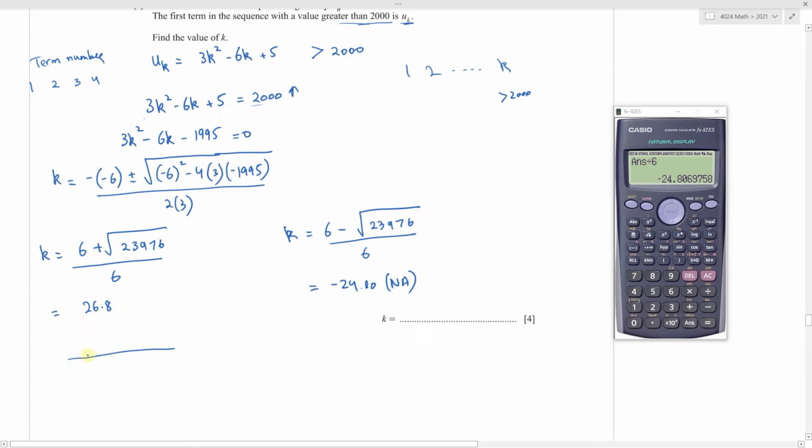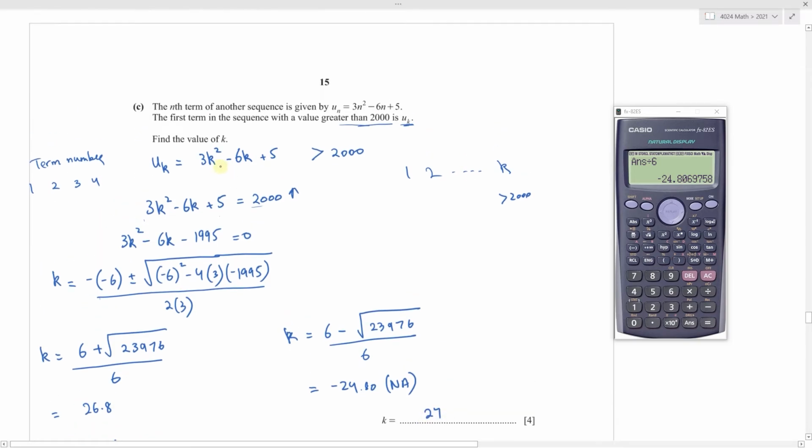So I will take the next largest integer. If you look at 26, and then you have 26.8, and then you have 27, on the number line. So 27 is the next largest integer after 26.8. So k will be 27. And to double check, you can also substitute the value here. So let's do that. 27 square into 3 plus minus 6 into 27 plus 5. So the 27th value in the sequence is 2030, which is greater than 2000.